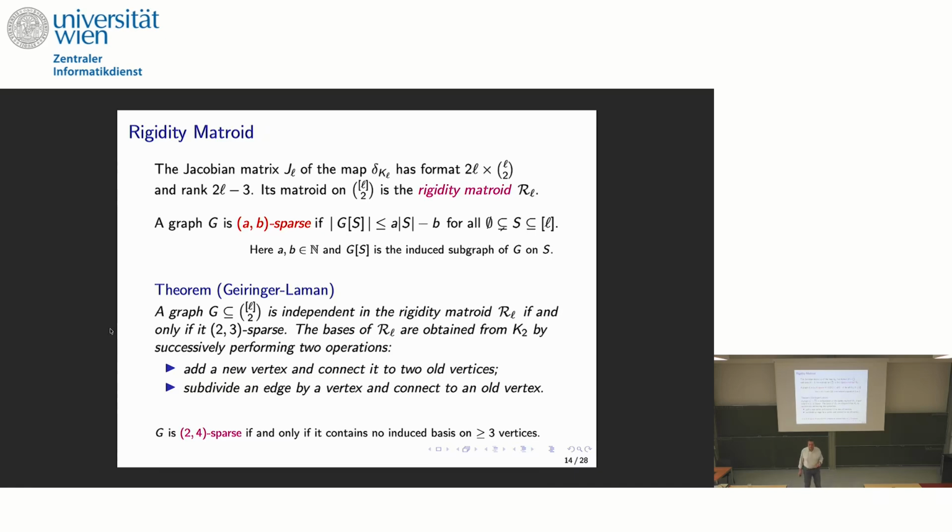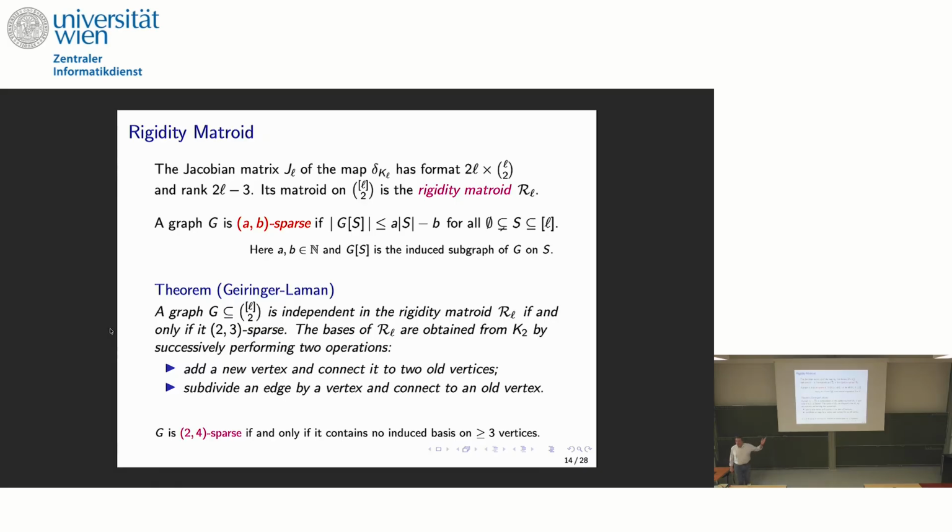Who are these people, Geiringer and Laman? Laman was a mathematician in Amsterdam who proved this theorem in the 1970s. And it was known for a very long time as Laman's theorem, or Laman's matroid. And again, this is not a niche subject. This is something many people study. More people study this than D-modules, by a margin.